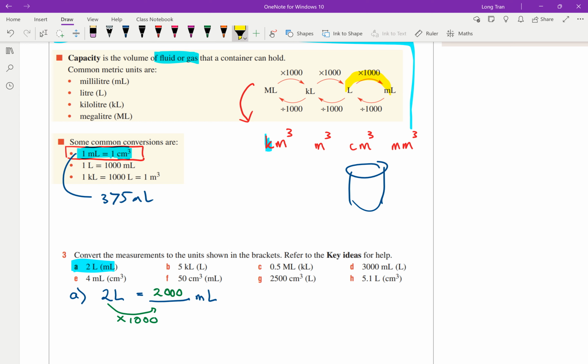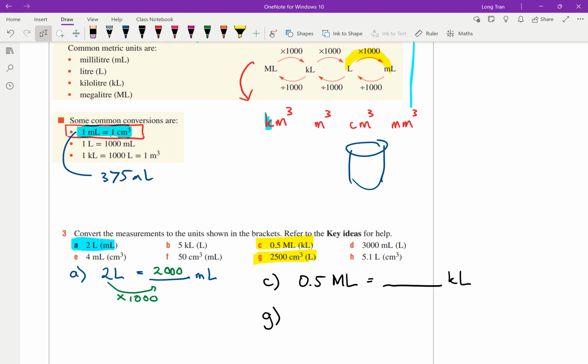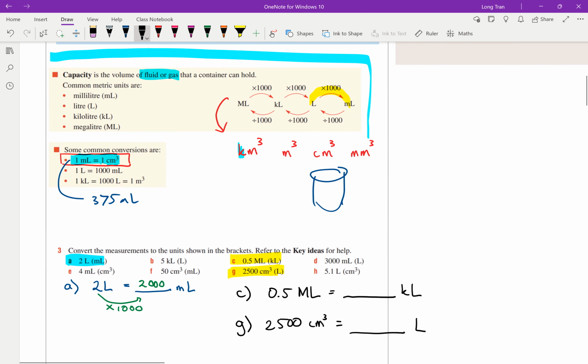Let's try to do a conversion from liters, so fluid system, into cubic system. Let's do G, and I'll do a decimal one because sometimes decimals get students here. But let's do C, 0.5 megaliters is equivalent to what in kiloliters? And then we have G. I'm just going to move up a bit. G, 2,500 cubic centimeters is equivalent to what in liters? Okay, so I'm going to zoom out so you can see the questions a bit better.